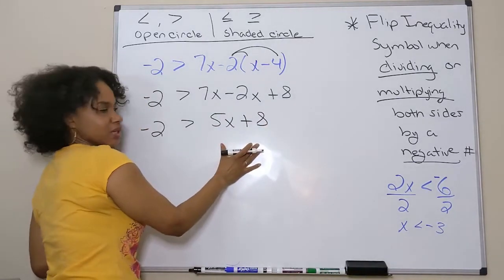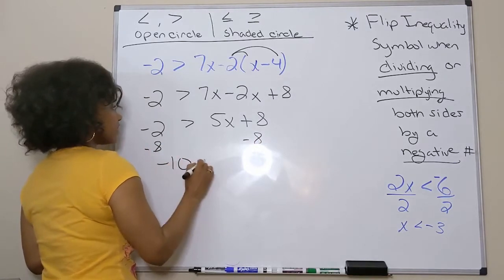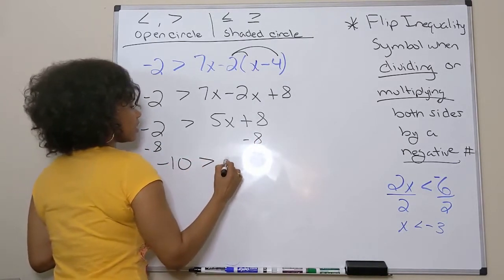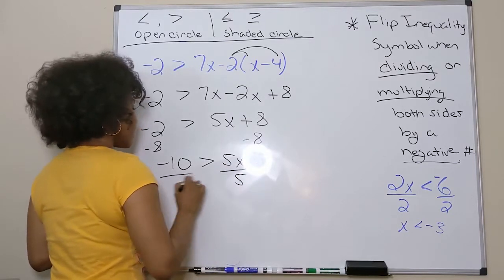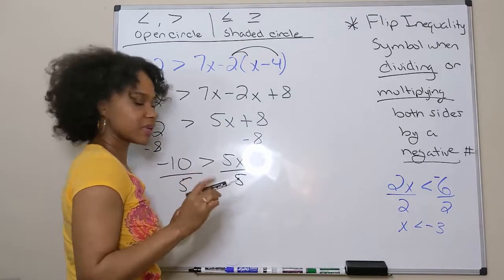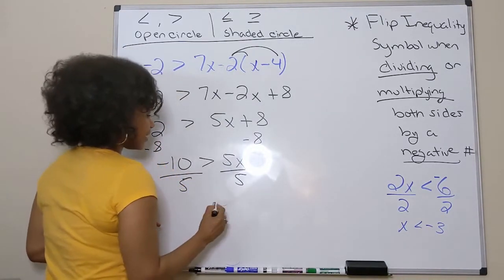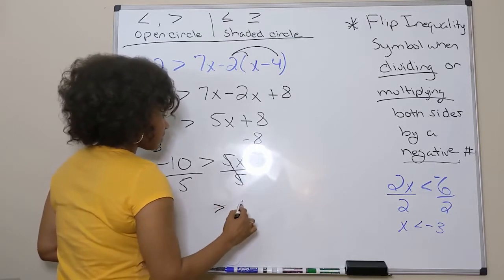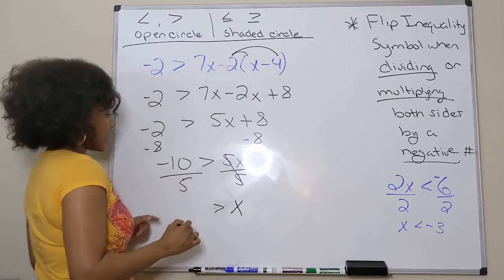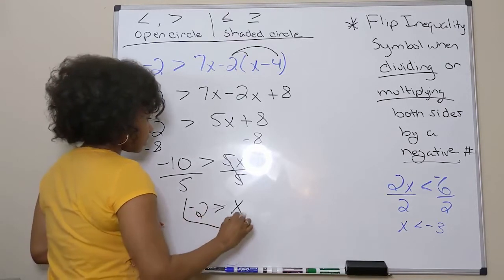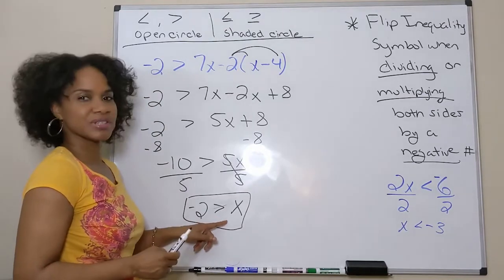Now I'm left with just a two-step inequality. Subtract 8. I'm left with negative 10 is greater than 5x. So I'm dividing both sides by a positive 5. In this case, I'm not going to flip the inequality symbol. The 5s cancel out. So that is x is less than negative 10 divided by 5, which is negative 2. All right, so now let's graph this solution to this inequality.